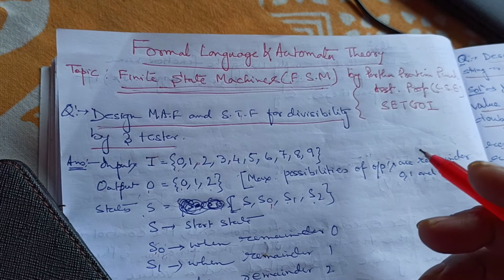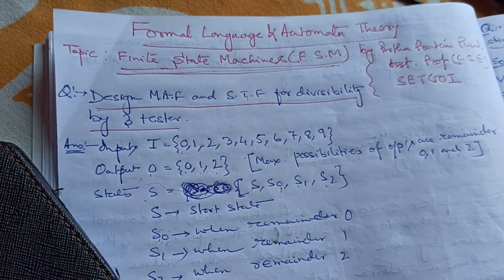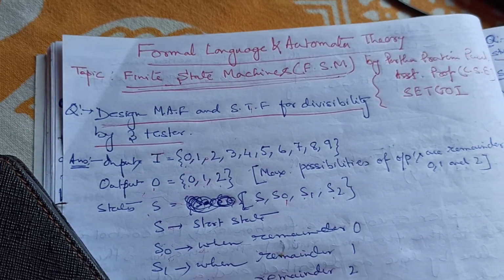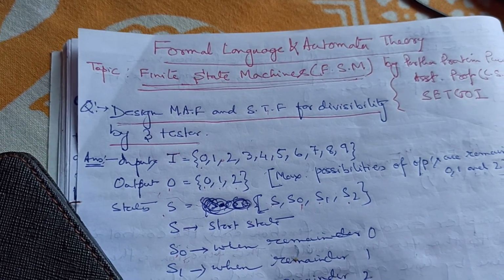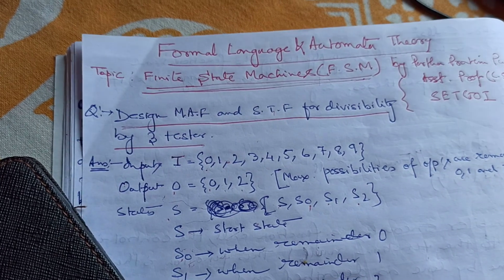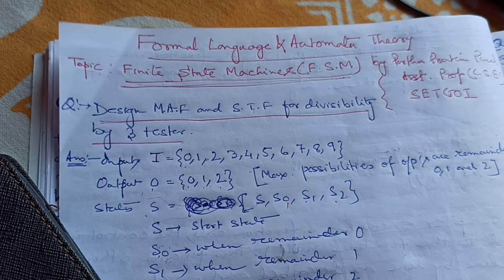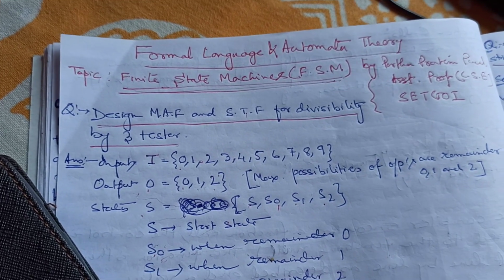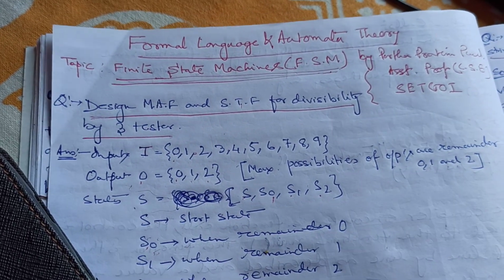First thing you should know is what is MAF. MAF means machine function and STF means state transition function. Okay, so we have to design MAF and STF for divisibility by 3 tester. Means we have to design an automata or finite state machine which will check whether a decimal number is divisible by 3 or not.